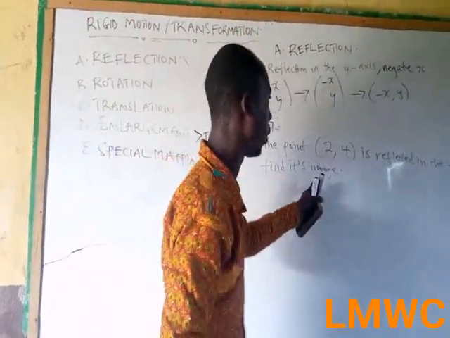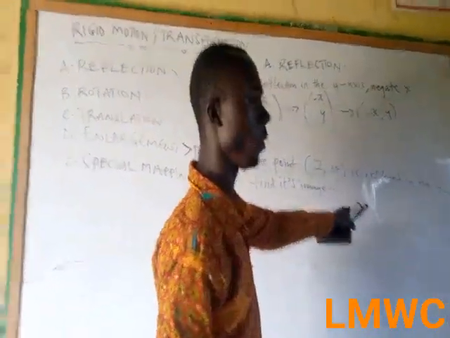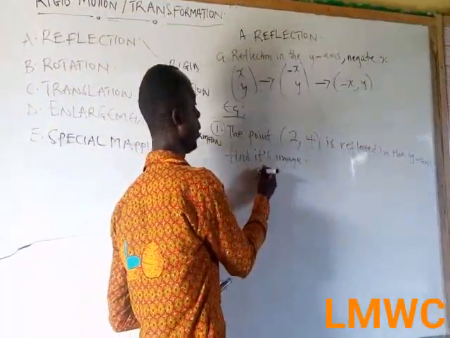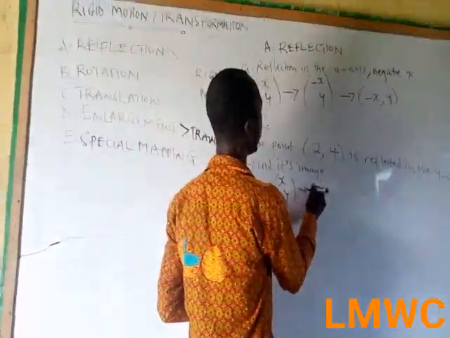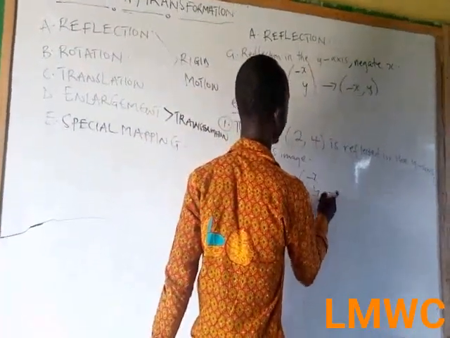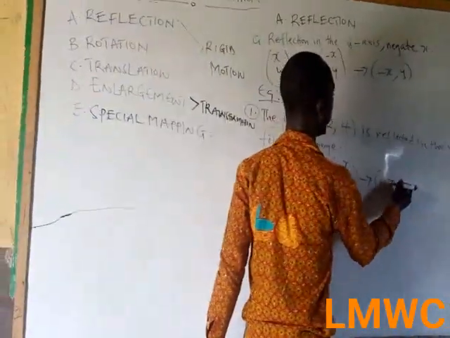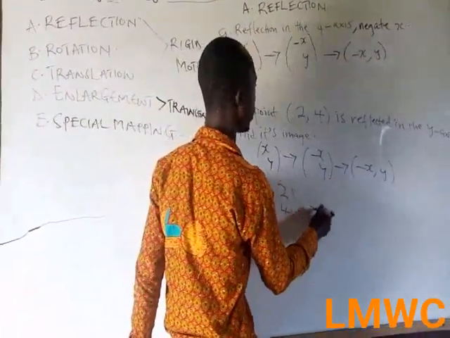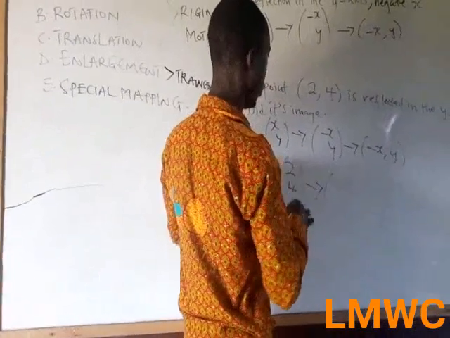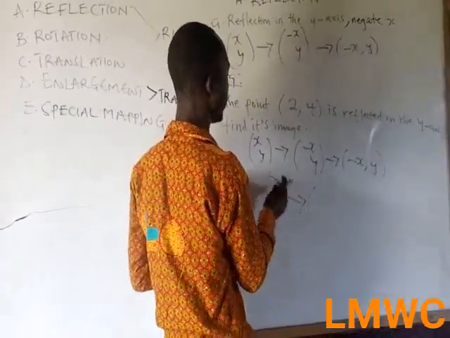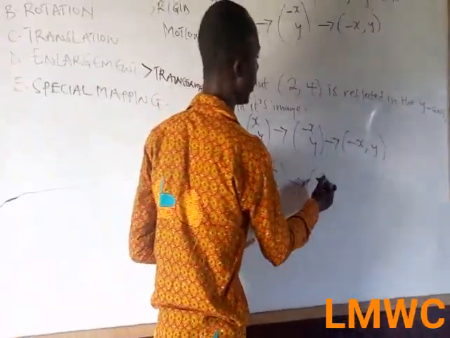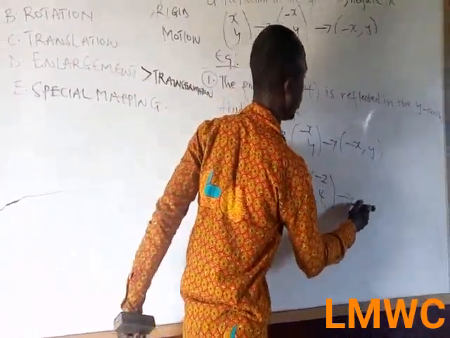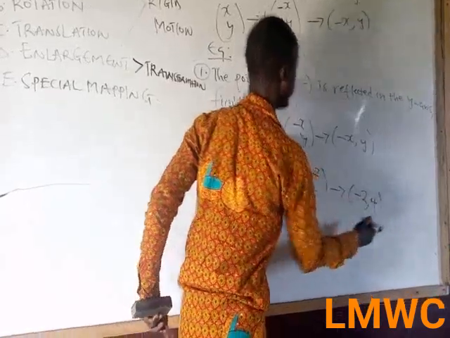So let's come back to our example. This is reflected in the y-axis. We have (x, y) maps to (-x, y). So you negate your x. It becomes (-2, 4).